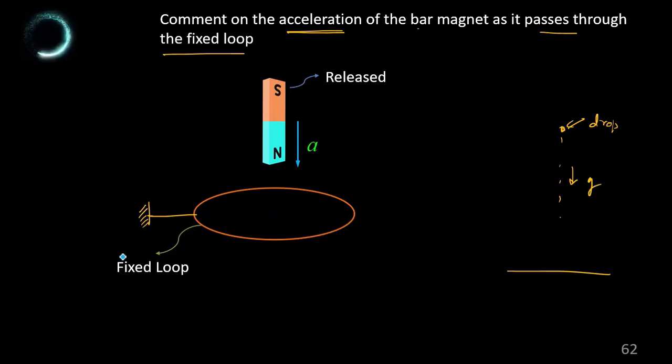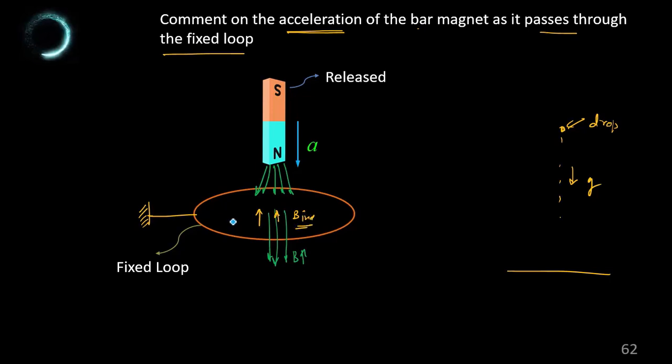Why? Because that loop is a fixed loop. Let us say now the bar magnet is above the loop and tries to go inside. For the bar magnet, this is the magnetic field line. As the magnet is approaching the loop, the magnetic field line inside this loop will increase. This is the cause. So the loop will produce a magnetic field line opposite to that. This is the induced magnetic field line.